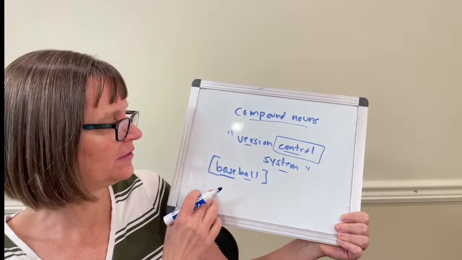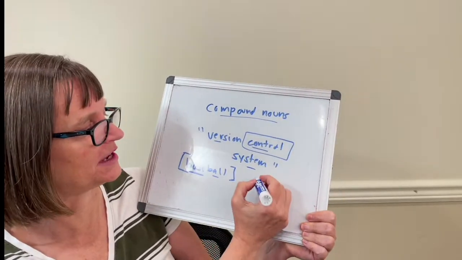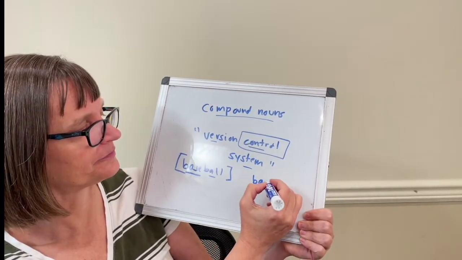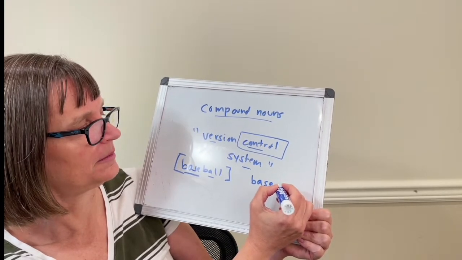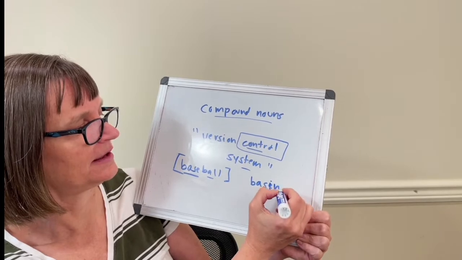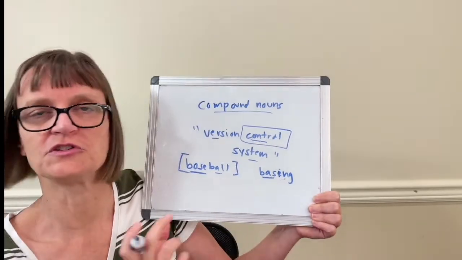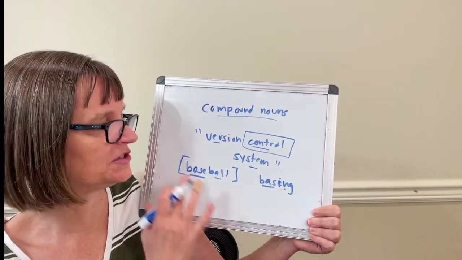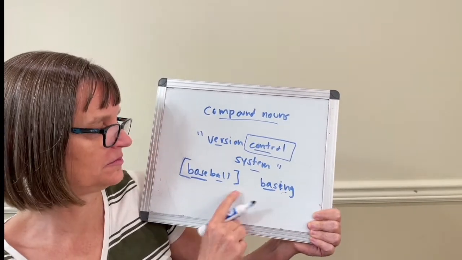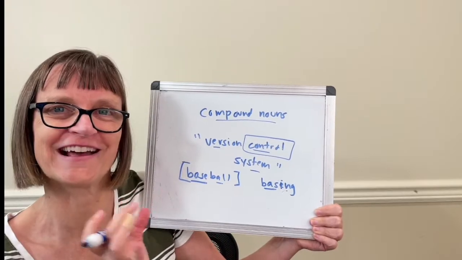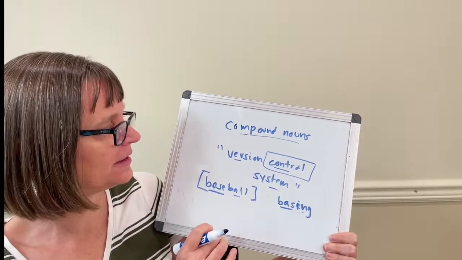So baseball versus something like basing, let's say. In basing, there's no stress on the second syllable. It's just a clear vowel here. But in baseball, we have some stress, so we hold on to that clear vowel of all, baseball.